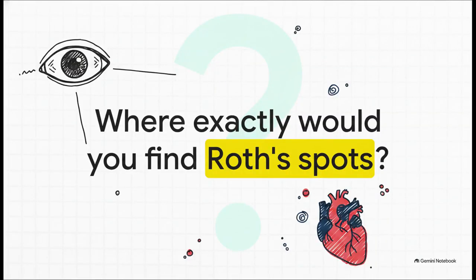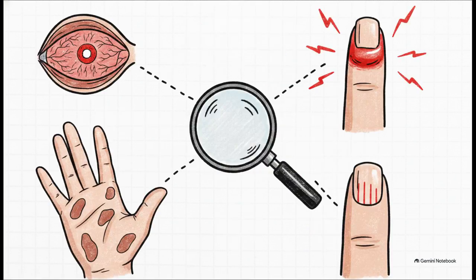So, quick pop quiz to test your active recall. If an attending physician asked you right now, where exactly on a patient's body would you look to find a Roth spot? Do you know it? If you said the retina of the eye, you nailed it. Roth spots are white-centered retinal hemorrhages caused by immune complexes.